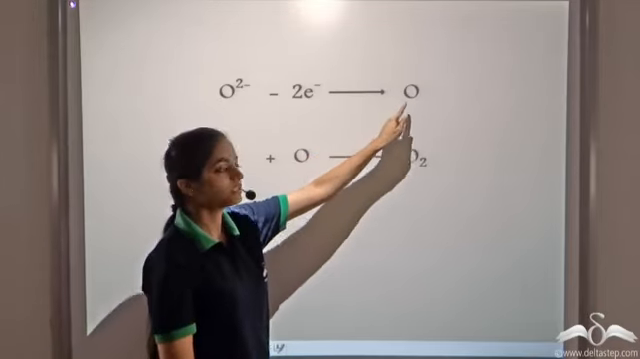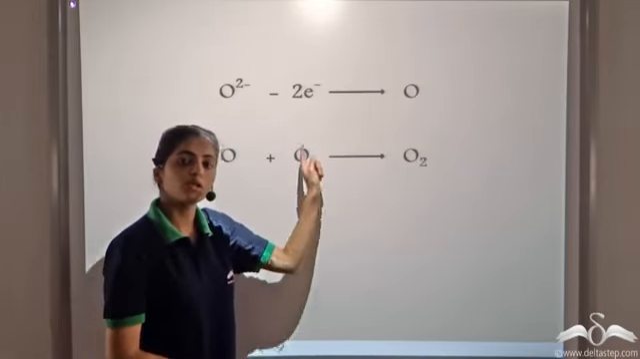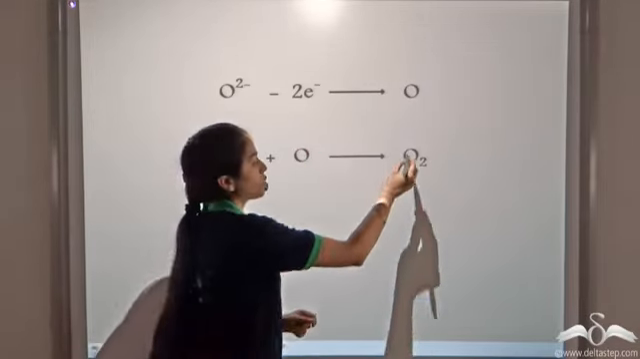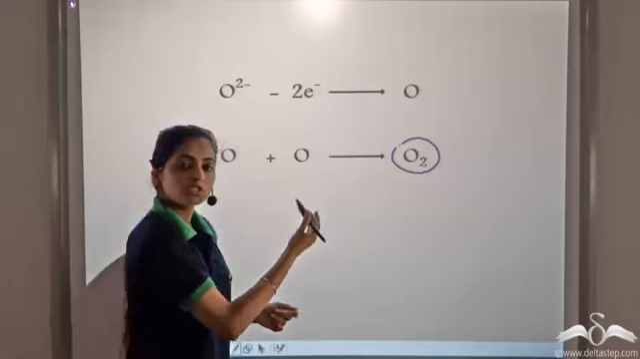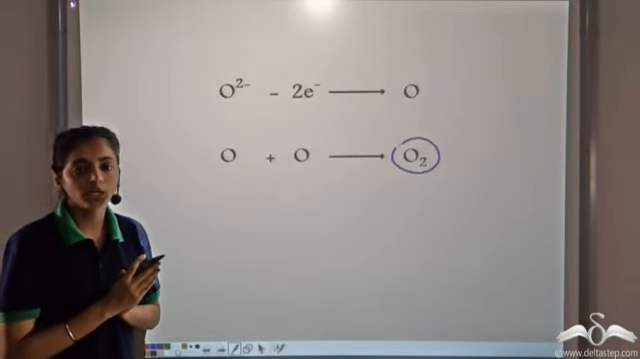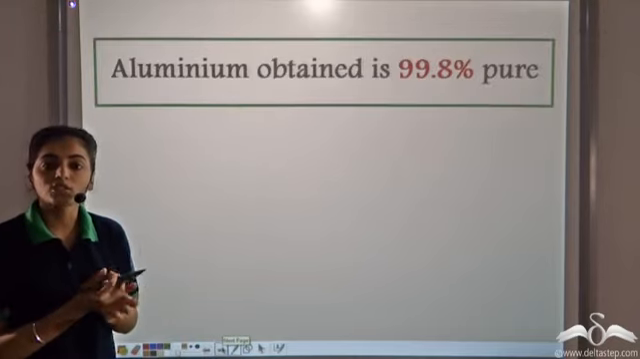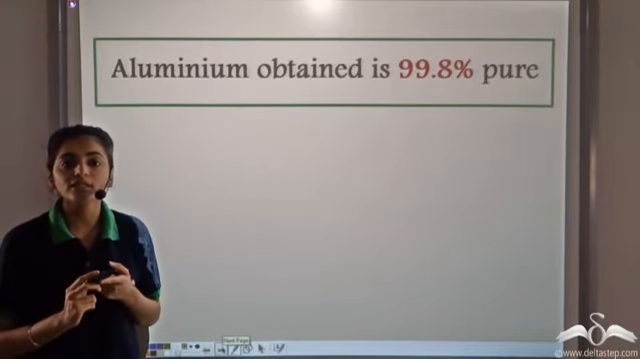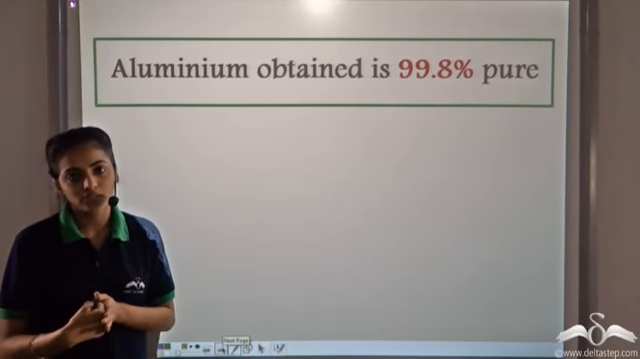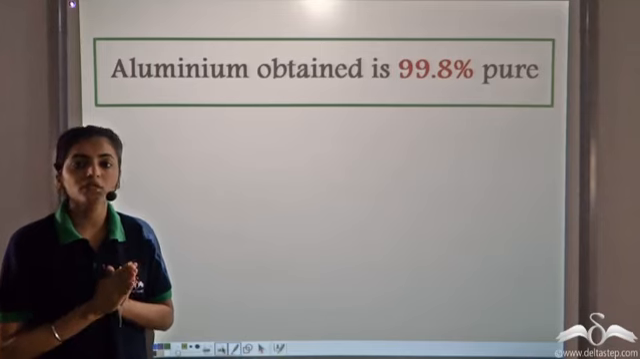This single nascent oxygen atom is not stable on its own, so it combines with another oxygen atom to form oxygen gas, that is O2. So oxygen gas is released at the anode and aluminium is formed at the cathode. So the aluminium which is extracted in this manner is 99.8% pure. So we further do not have to refine the metal, as by using Hall-Heroult's process, the aluminium which we get is 99.8% pure.